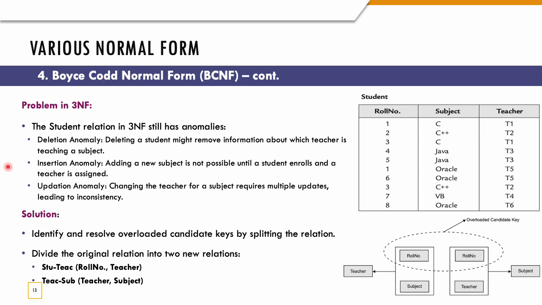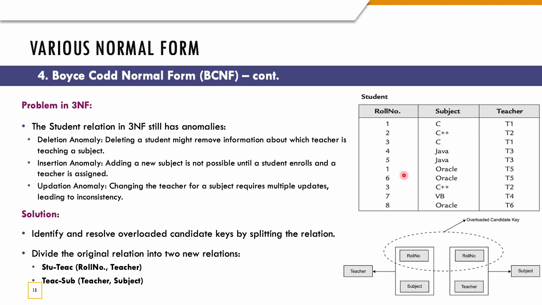And then the last anomaly is the update anomaly. If we need to change the teacher for subject C, for example, we must update each record where subject C is assigned, which I believe is inefficient and can lead to inconsistent data if any records are missed.